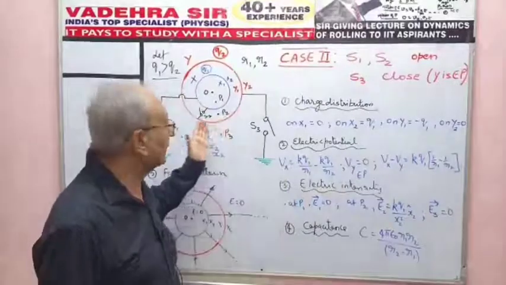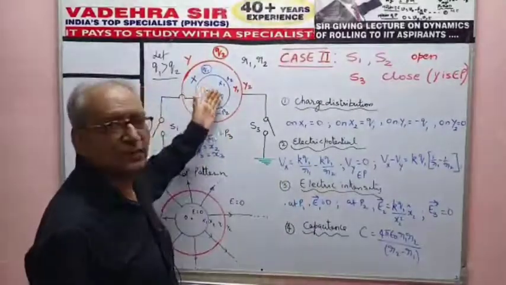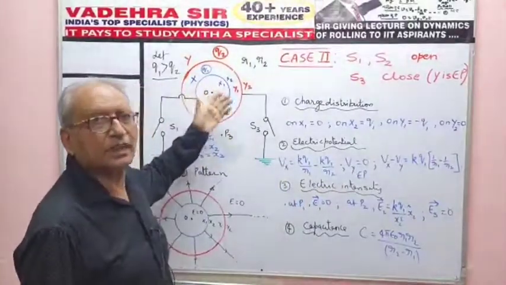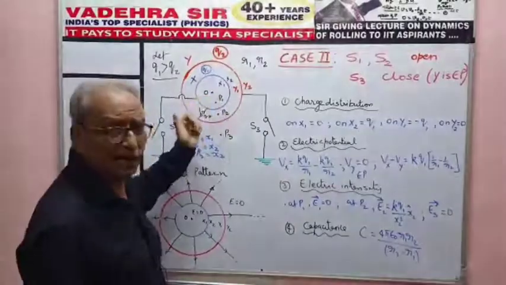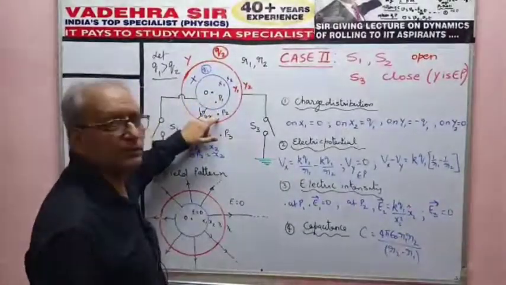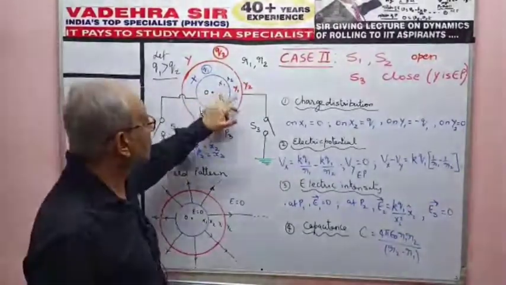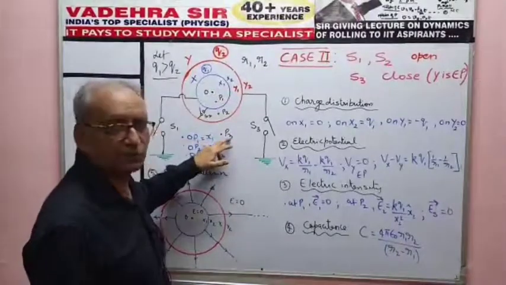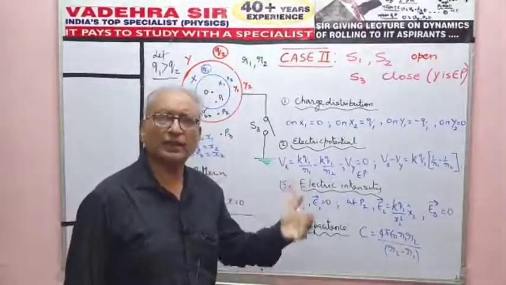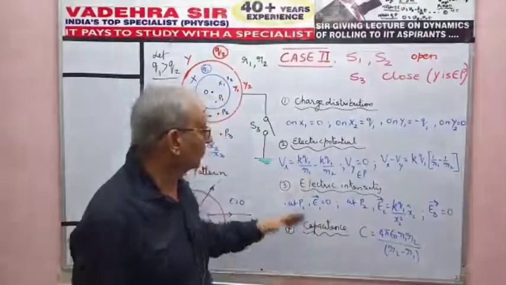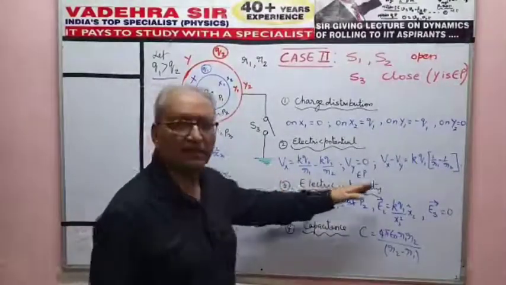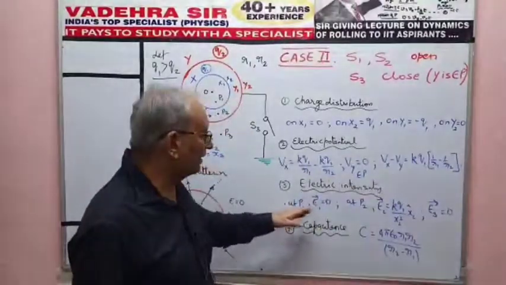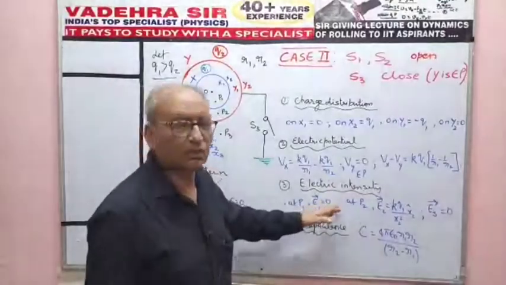P1 is inside the plate X, inside, that is less than R1, so it is within here. P2 is between the faces X2 and Y1, and P3 is outside. Distances are X1, X2, X3 respectively. So there you are. As far as the electric intensity is concerned, at P1, E1 is 0, no charge.